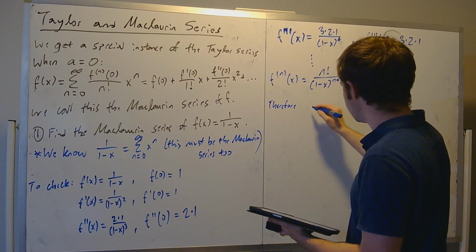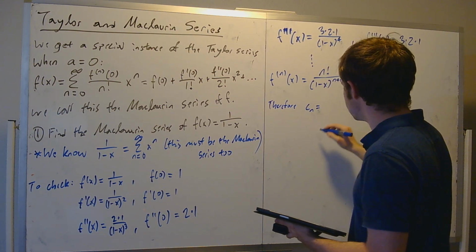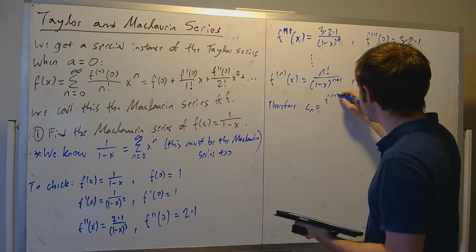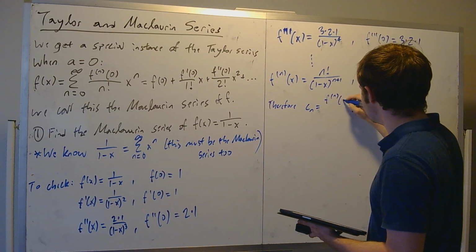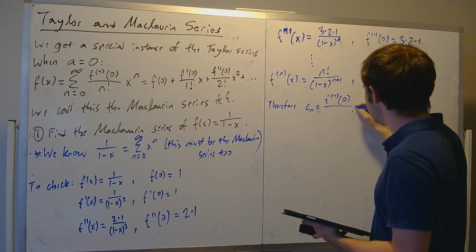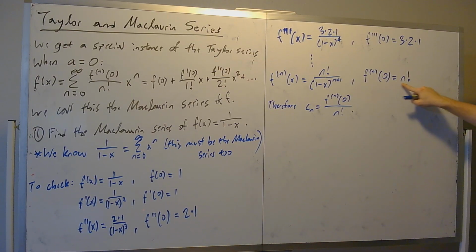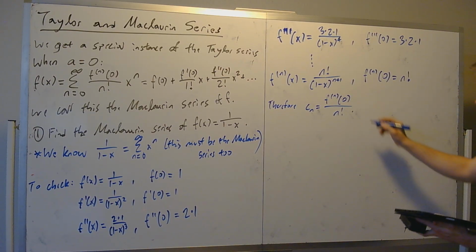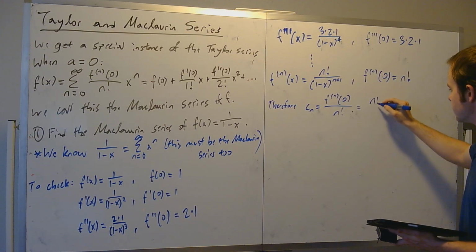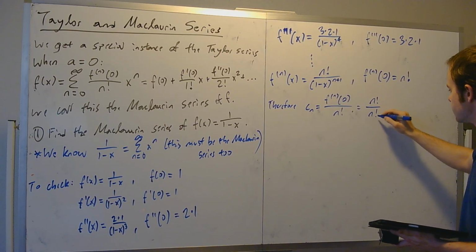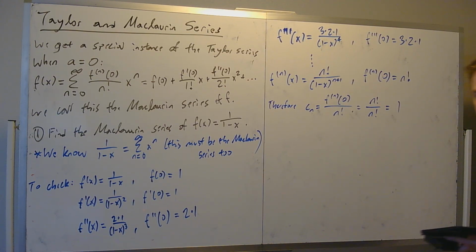Okay. So therefore, we can say that Cn equals, remember our formula was the nth derivative of f at 0 over n factorial. But remember we said that this numerator was actually n factorial, so we're getting n factorial over n factorial, which is 1, right? Because you're just dividing something by itself.